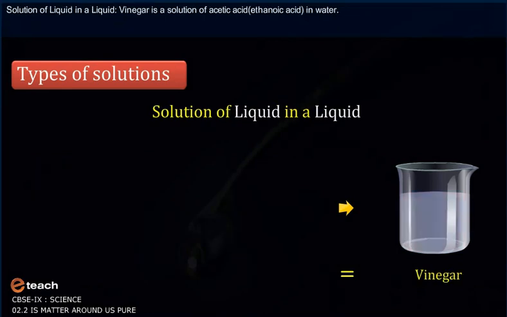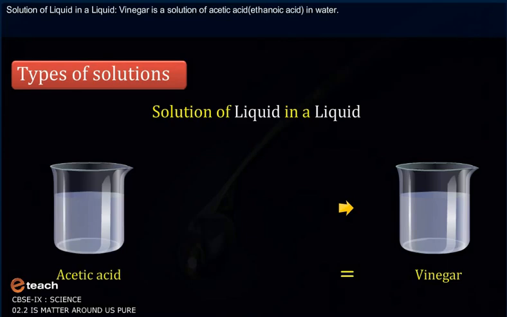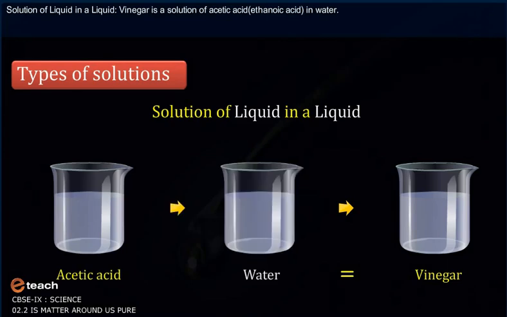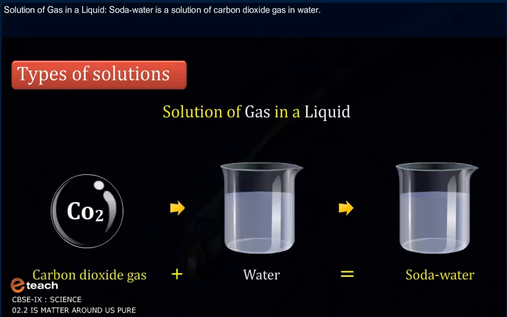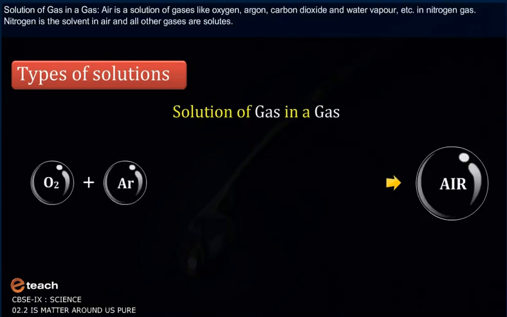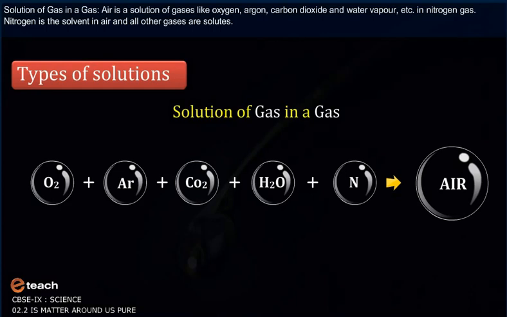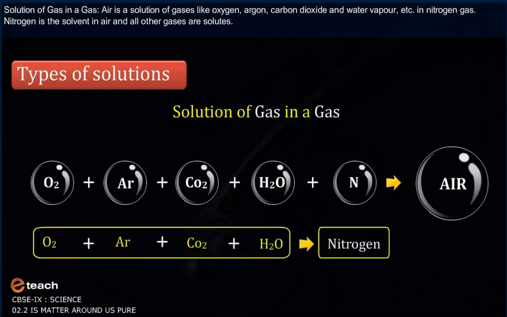Solution of liquid in a liquid. Vinegar is a solution of acetic acid, that is ethanoic acid, in water. Solution of gas in a liquid. Soda water is a solution of carbon dioxide gas in water. Solution of gas in a gas. Air is a solution of gases like oxygen, argon, carbon dioxide and water vapor, etc. in nitrogen gas. Nitrogen is the solvent in air and all other gases are solutes.